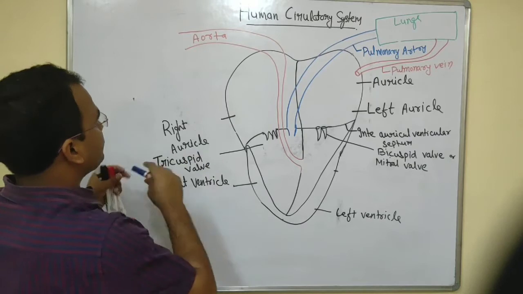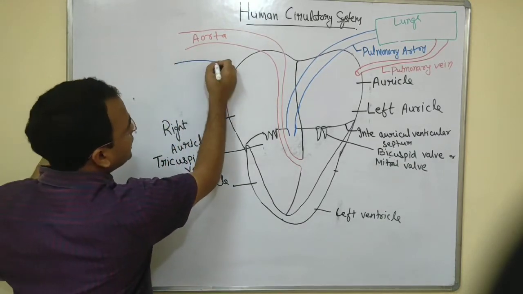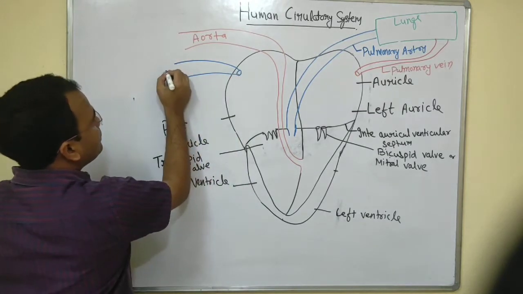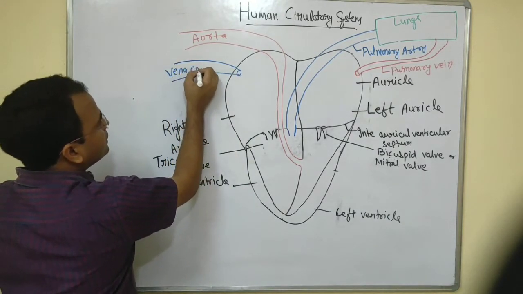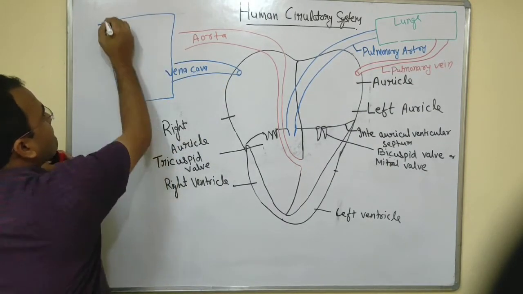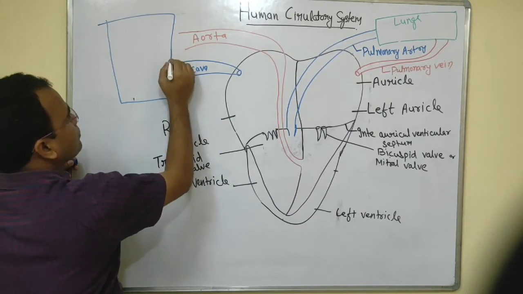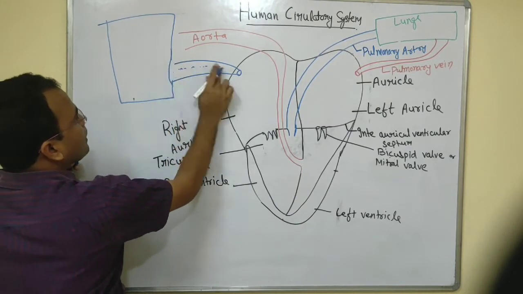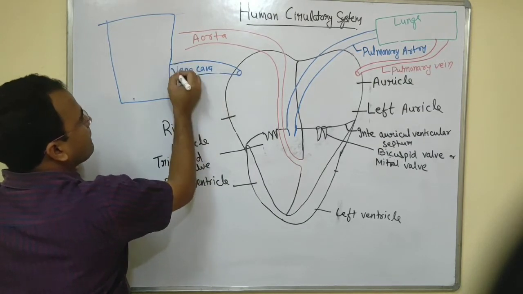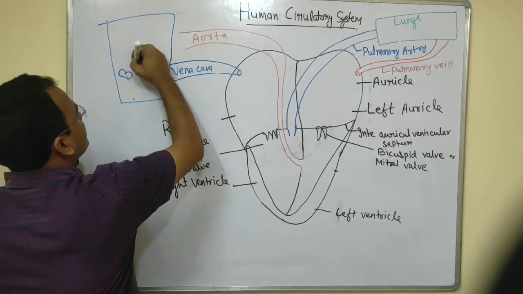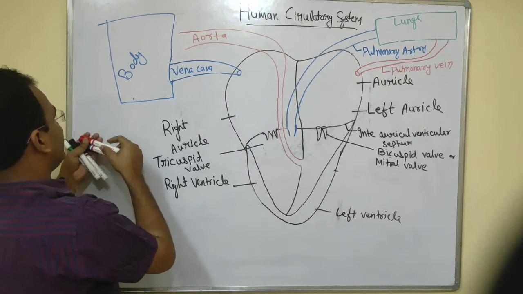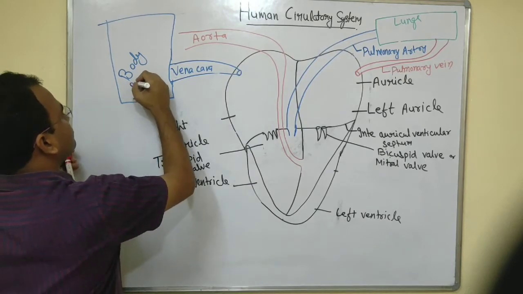And here the vena cava is there. It will come from the body. Its name is vena cava, C-A-V-A. And this is our body. This is the body, right? Body part. Different body parts.